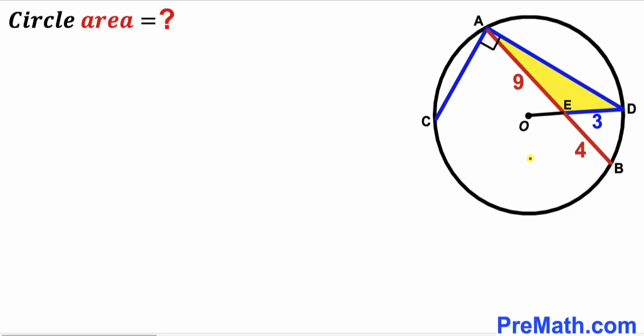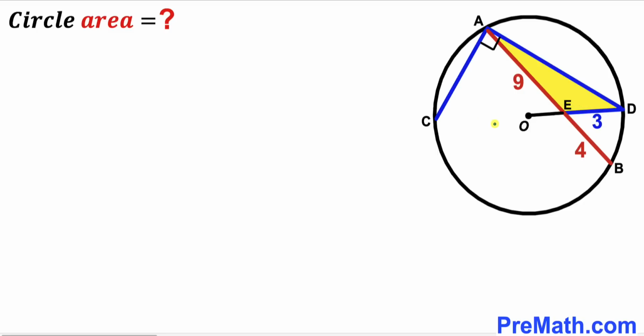Now our task is to calculate the radius. I'm going to label that lowercase r in order to calculate the circle area. We know our radius is the OD length, and the only info given to us is that this tiny segment ED is 3 units.